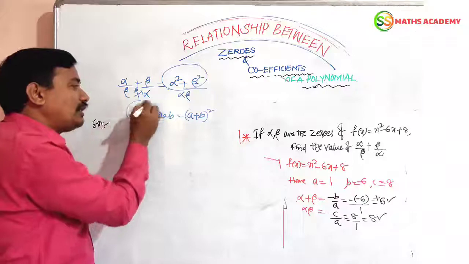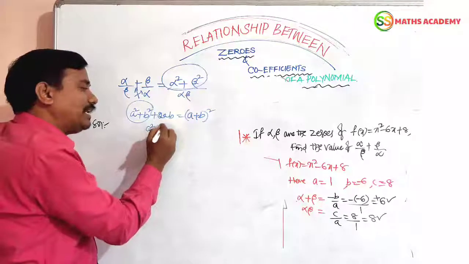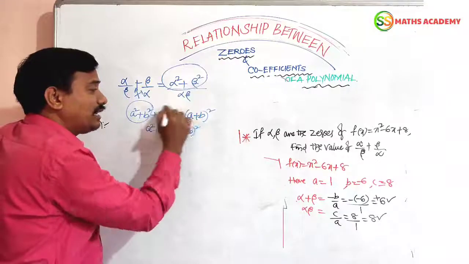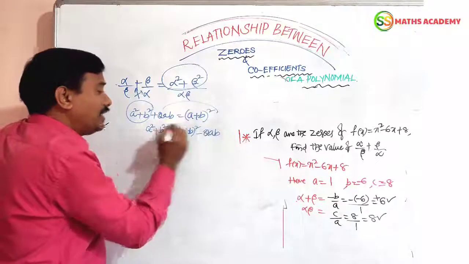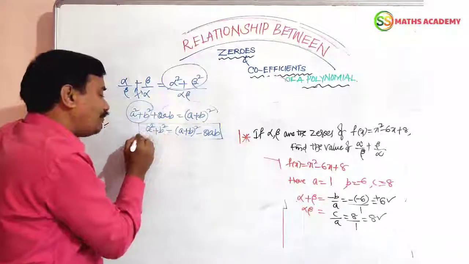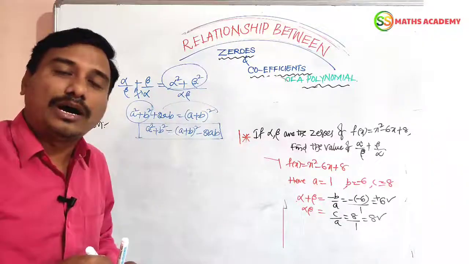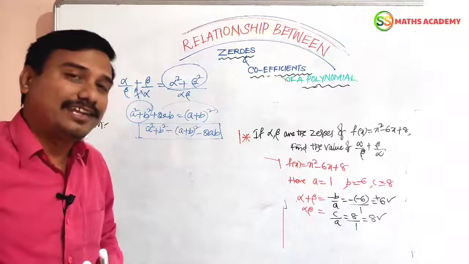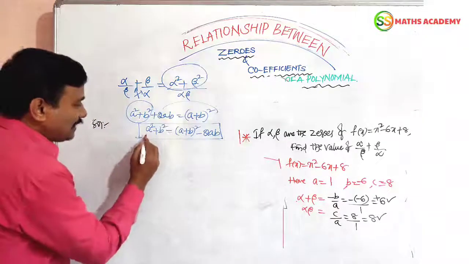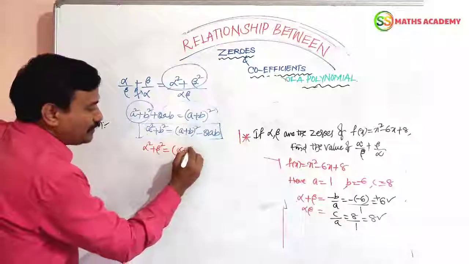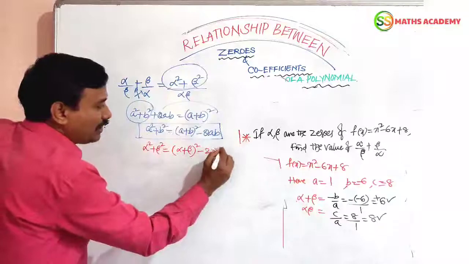But I want this value, which means we have to keep the left side value as it is. Now the right side value is a plus b whole square minus 2ab. Here, instead of ab, dear friends, you have to apply the values alpha and beta, then you will get the answer. Alpha square plus beta square is alpha plus beta whole square minus 2 into alpha beta.